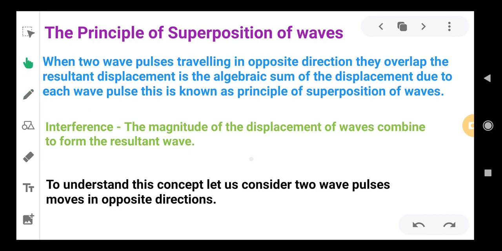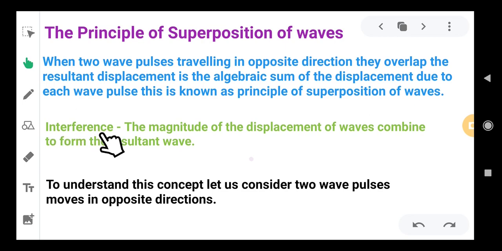So the statement: two wave pulses travel in opposite direction, they overlap. The resultant displacement is the algebraic sum of displacement due to each wave pulse. This is known as principle of superposition of the wave. In this discussion only one term arises, that is interference. In the overlapping we have two conditions: one is a constructive interference and the other a destructive interference. Before that, first we need to know what interference is.